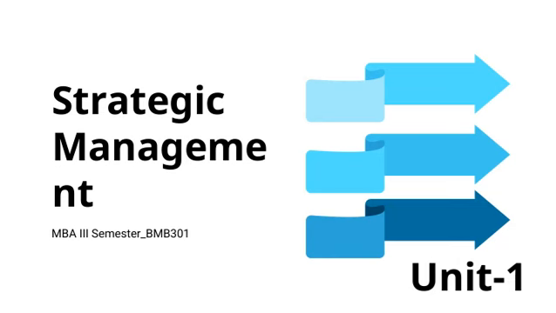I'm excited to introduce our topic, which is Strategic Management for the MBA III semester, course code BMB 301. On this first slide, you'll see some interesting names, Mercury, Venus, Jupiter, that are just a preview of what we'll explore. Over the course of this presentation, we'll cover key concepts in strategic management, including its principles, tools, and real-world applications. So, let's get started and dive into the fascinating world of strategic management.